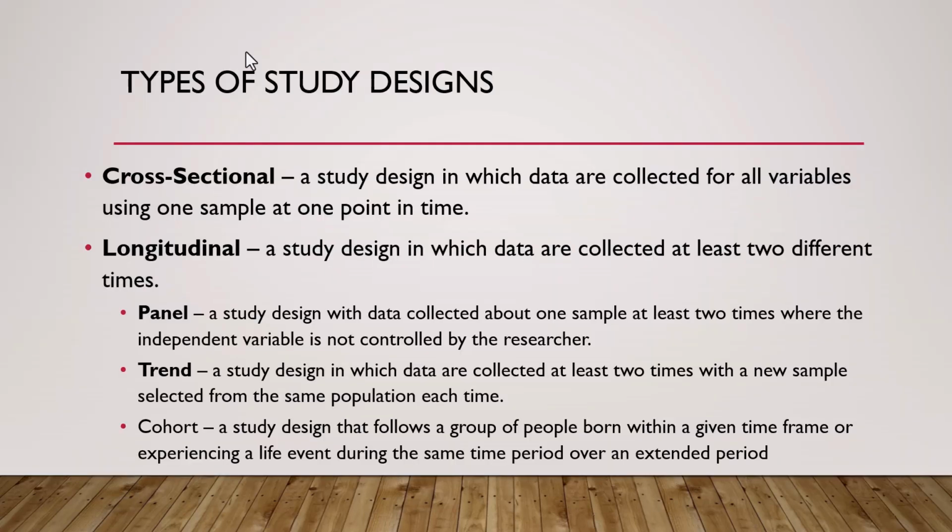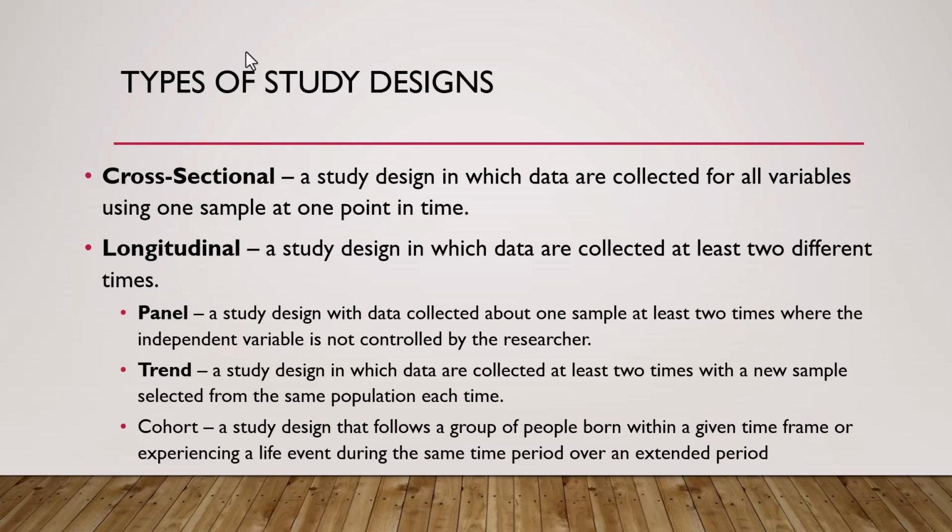So let's look at some different types of study designs. The first and most straightforward is a cross-sectional design. This is a study design in which data are collected for all variables using one sample at one point in time. This is by far one of the more common types of study designs. This is what we frequently see whenever we see a survey or a poll or something like that. They are usually this sort of cross-sectional study design where they collect data once and that's it.